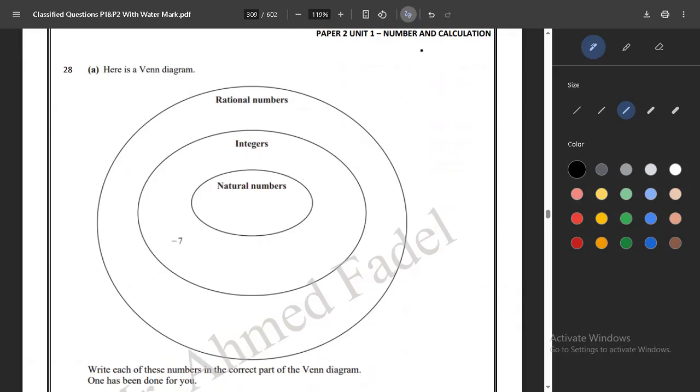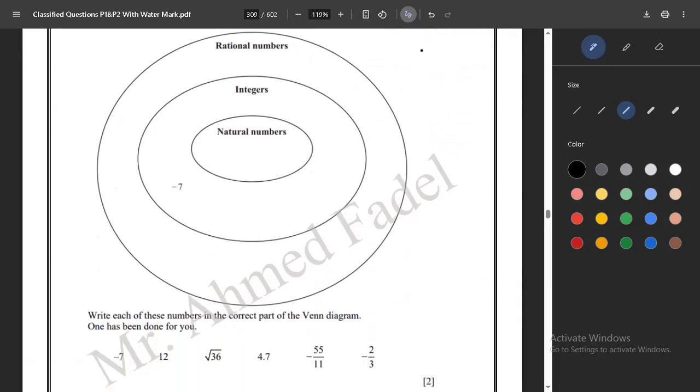They want you here to put these numbers in the Venn diagram. -7 is an integer. It's not natural. The natural numbers we agreed are only the positive whole numbers. Here, positive, negative, and 0 are integers. The rational numbers, you know, all of them are rational numbers, but add to them the integers. The natural is rational, but add to them any fraction or decimal. So, okay, -7 is done for you. It is an integer. It's not natural because natural is only positive whole numbers.